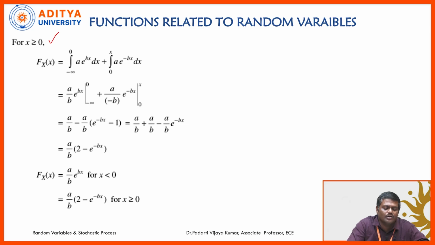Similarly, when x is greater than or equal to 0, two cases are possible. Minus infinity to 0 is one split, and another split ranges from 0 to x. For minus infinity to 0, the expression is a e power bx, and for positive values of x, a e power minus bx. Doing the integration and substituting the limits, I will get a by b into 2 minus e power minus bx. So, the distribution function for negative values of x is a by b e power bx, and for positive values of x it is a by b into 2 minus e power minus bx.